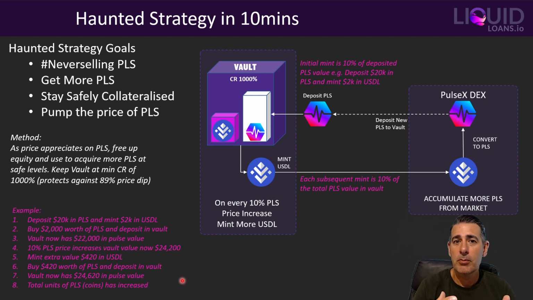What happens when the price of Pulse creeps up? We're able to extract more value, put that back out into the market and buy more Pulse. So this is that feedback loop that we're talking about. It's a really clever strategy and an easy way to accumulate more Pulse in a safe and responsible way.